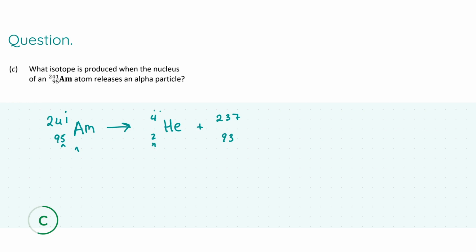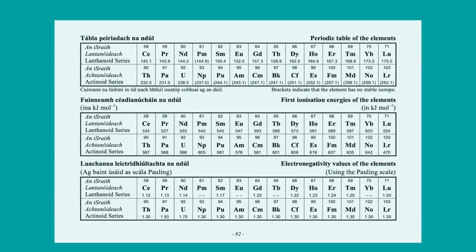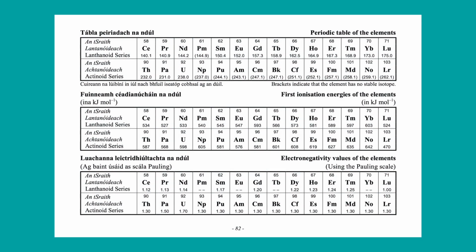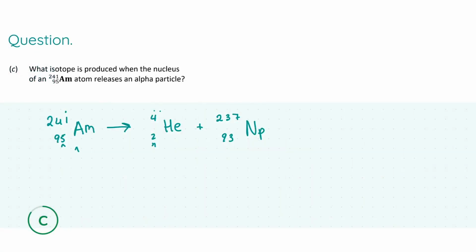Now we can go to our periodic table. It's not actually on the periodic table page that you're used to, which is page 79. You're going to have to go to page 82, which is basically an extension of the periodic table. What you want to do is find the element which has an atomic number of 93, and that is Np. You can see that it has an atomic number of 93 and a mass number of 237, which is perfect. So that is the isotope that is produced, and that is our answer for this question. For this, you're going to get 6 marks.